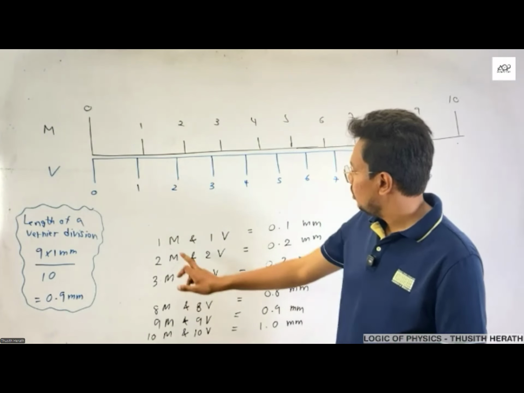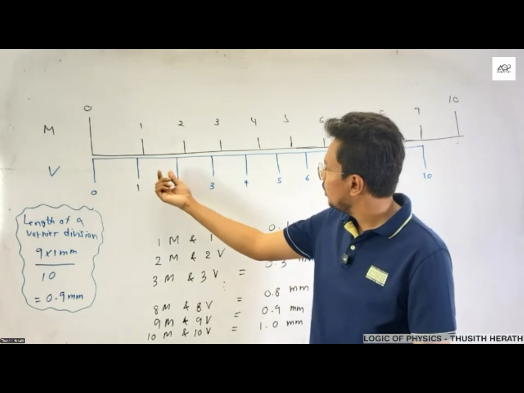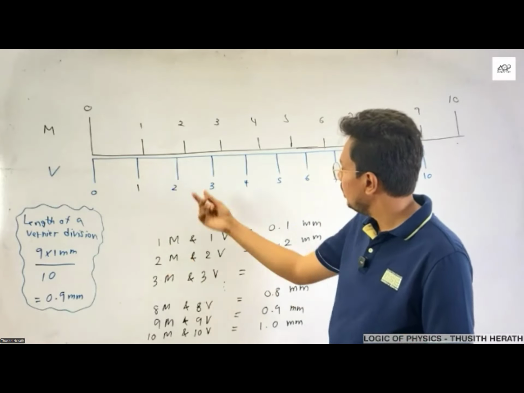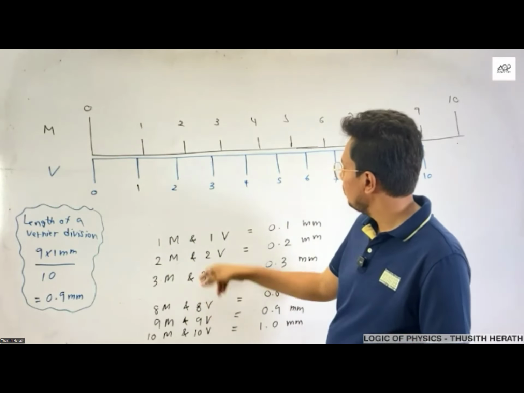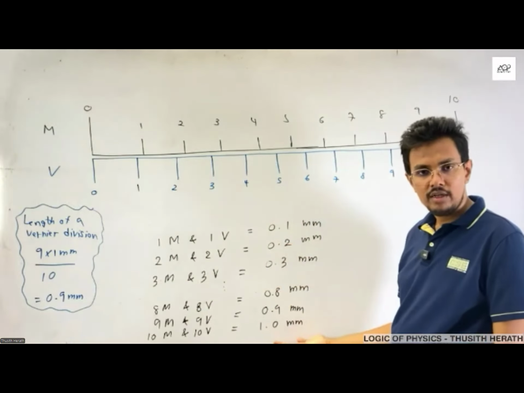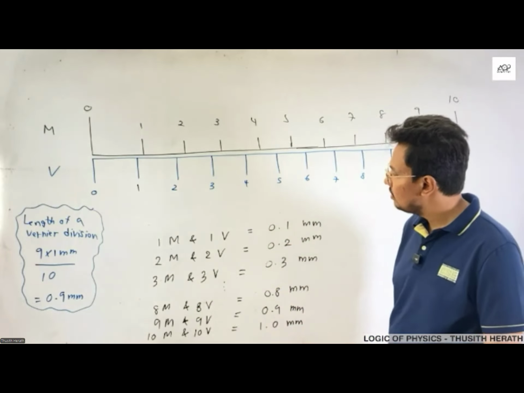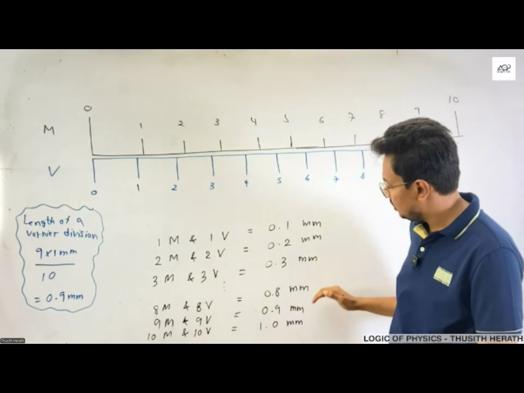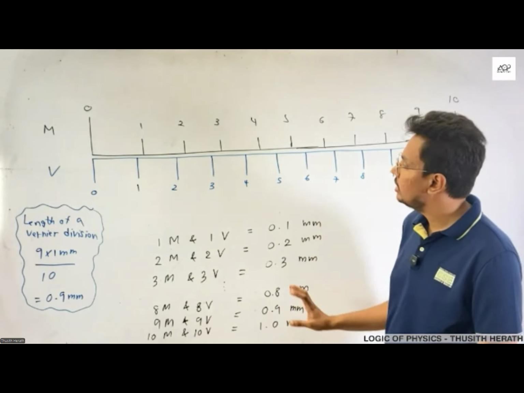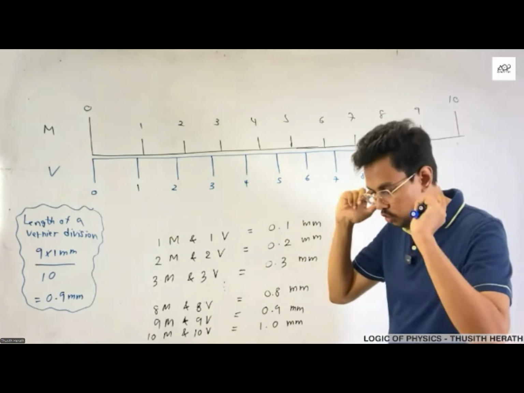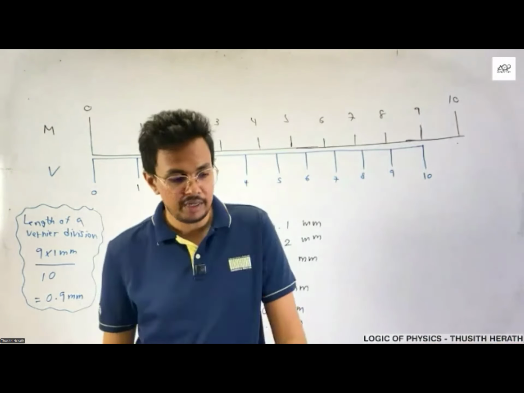For that, 1M and 1V, you need to slide 0.1 millimeters. 2M and 2V, 0.2 millimeters. 3M and 3V, 0.3 millimeters. Same workout, right? You want to slide the vernier scale on the main scale by these distances in order to coincide a vernier scale line with a main scale line. Got it? So here's the interesting point.